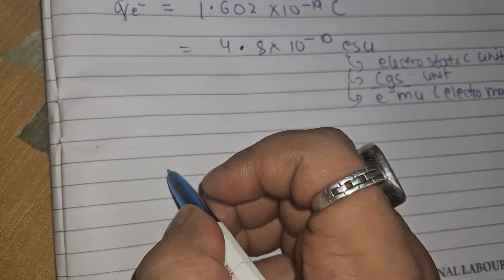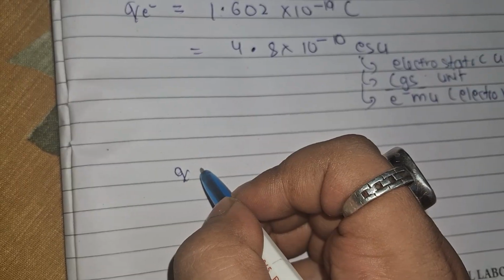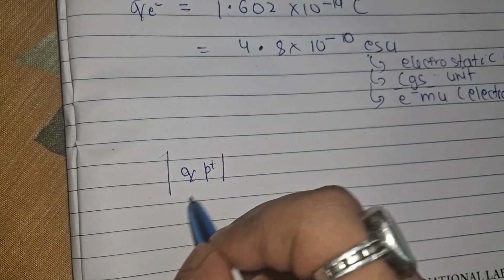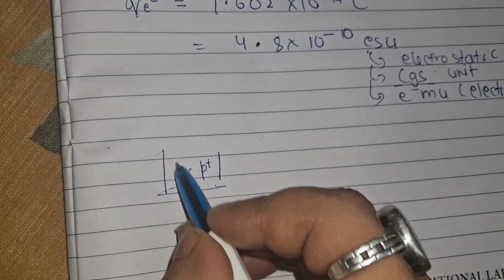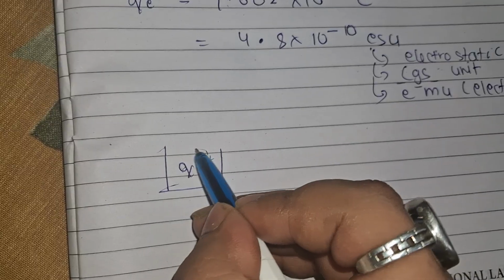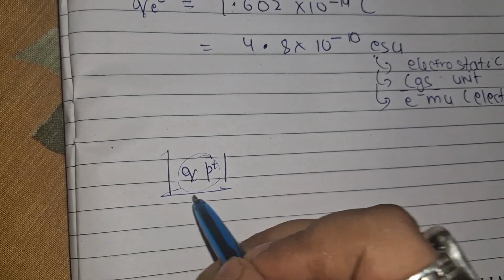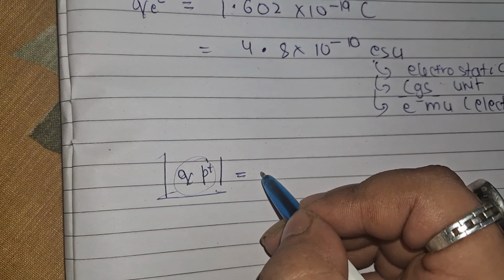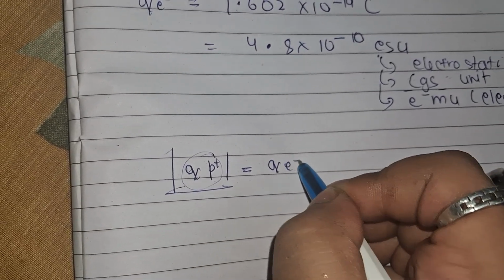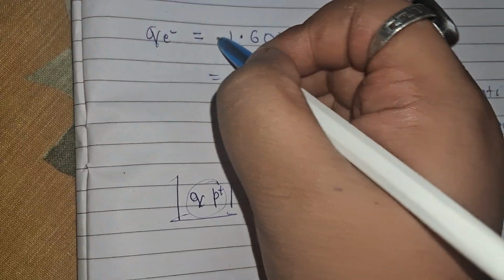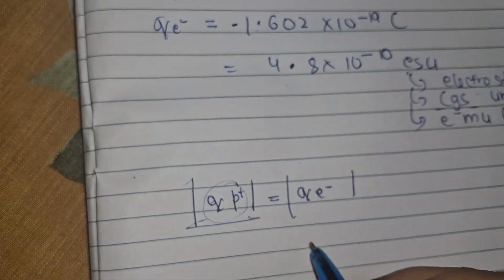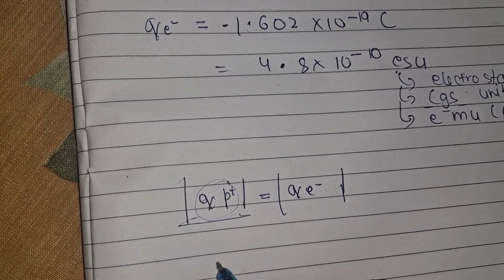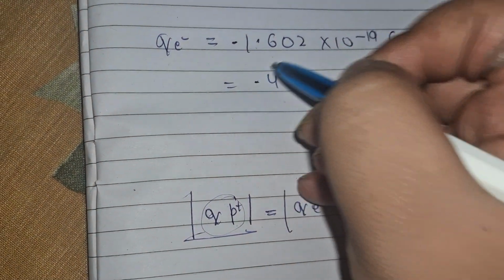Now, charge on a proton, modulus. This is the modulus function. This is just a function that gives the inside value, even if it is positive or negative, it always gives a positive result. So this will be equal to the modulus of charge on electron, which is minus 1.602, so the mod gives 1.602. And in ESU, this is 4.8.